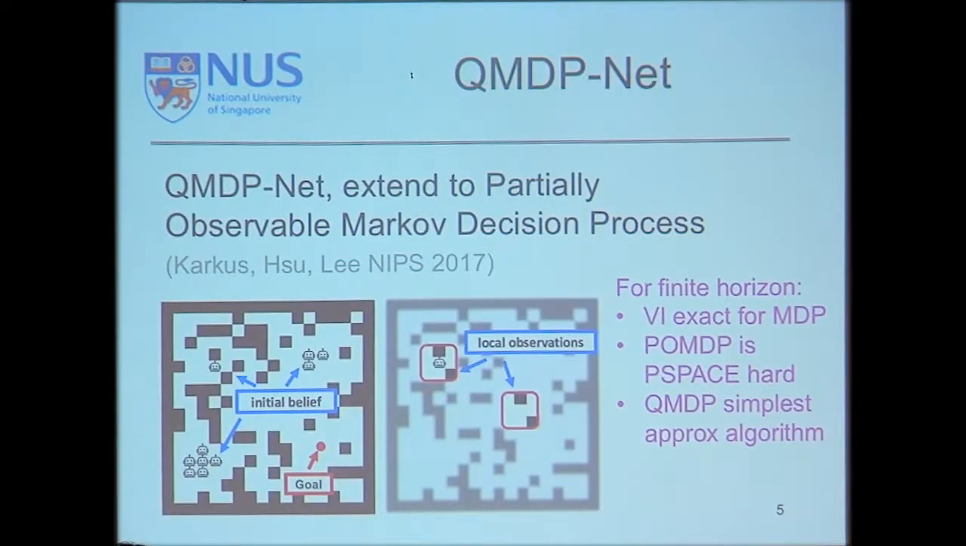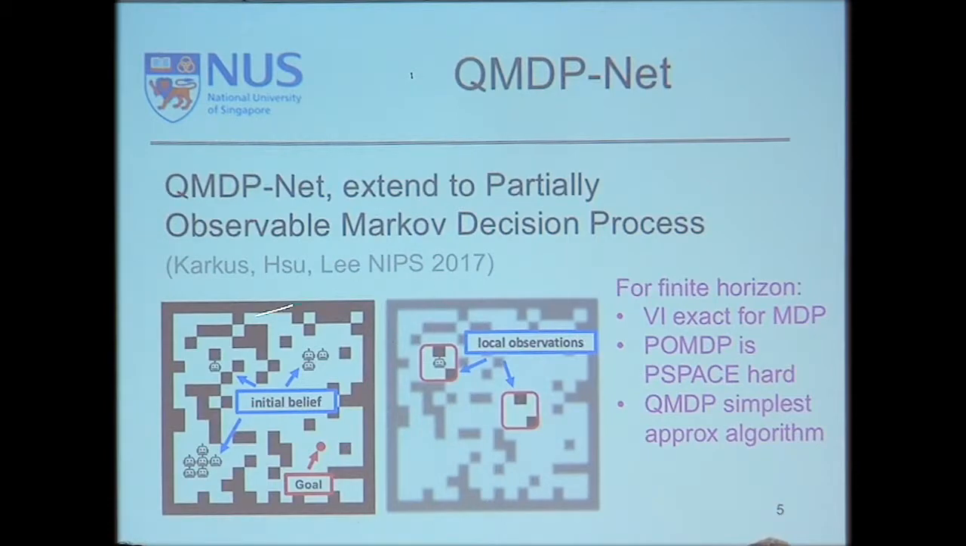We have been working with partially observable Markov decision process. If you are not familiar, what that means is you don't actually know the state that you are in. So in this case of the example with the map, your robot doesn't know where it is in the map. So it only has a probability distribution.